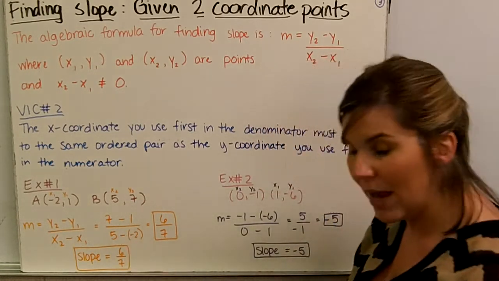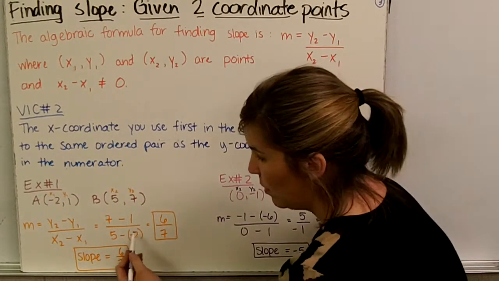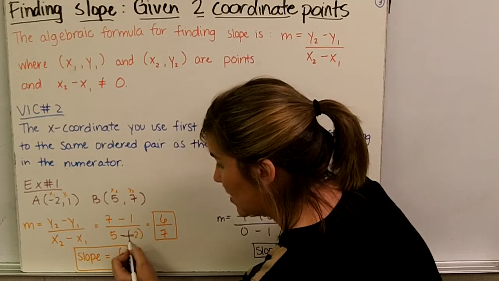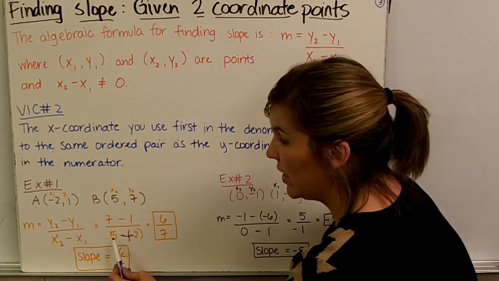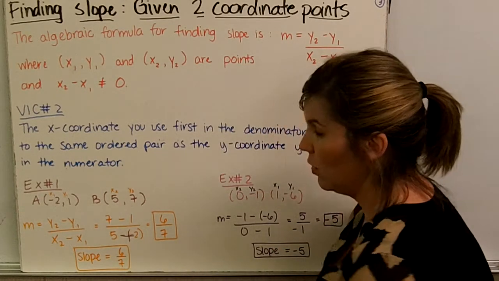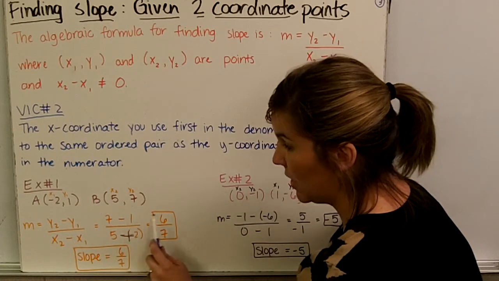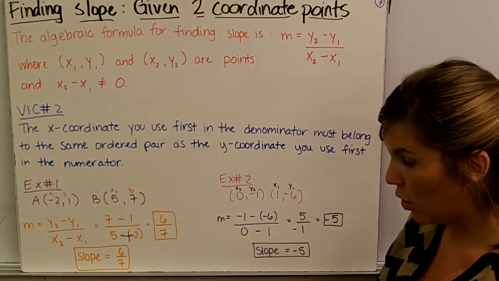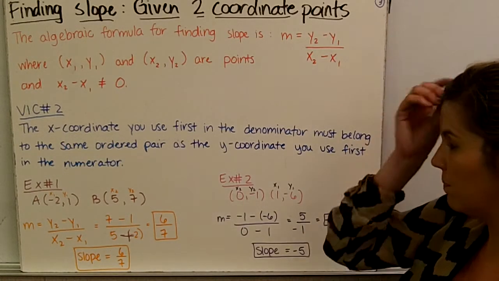And I don't like to write two signs next to each other, so I put parentheses around it. Or, you know that minus and negative means plus. So really this says 5 plus 2, which is 7. 7 minus 1 is 6. So 6 divided by 7 is our slope, 6/7, or 6 over 7.